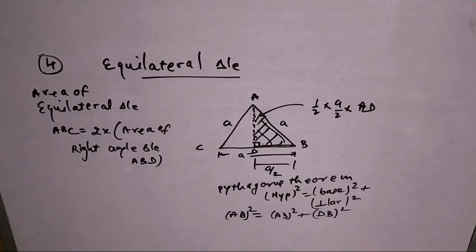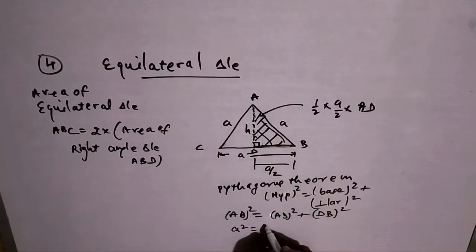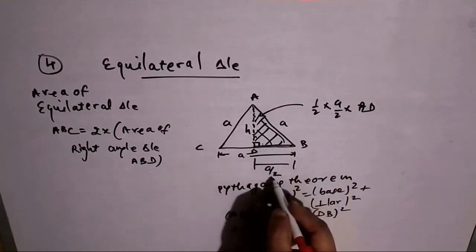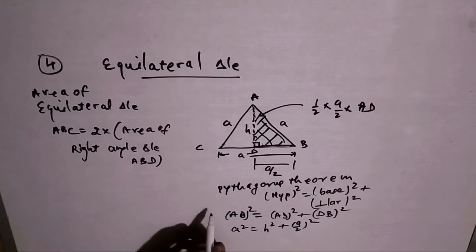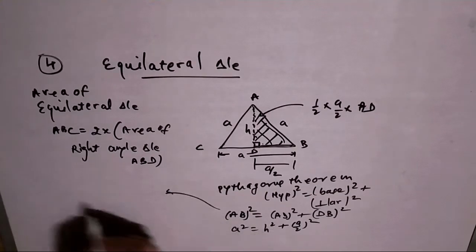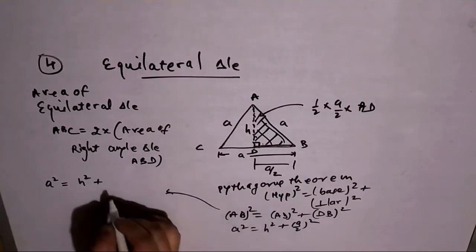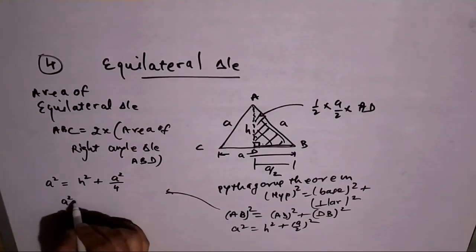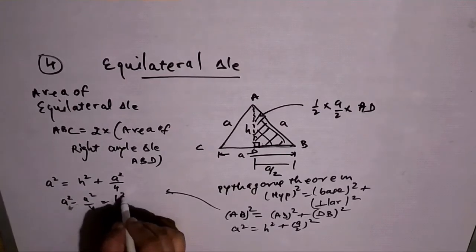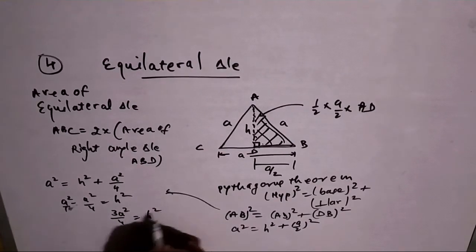So just by calculating you will find out that AB is basically small a, that is a square, and AD is suppose h, which you have to find out, that is h square, and BD is basically a by 2, so a by 2 square. Okay, so just you can calculate it here. So a square is equal to h square plus, if you square a by 2, that would be a square by 4. So here in this case, a square minus a square by 4 would be your h square. If you take LCM, that would be 3a square by 4 equal to h square.